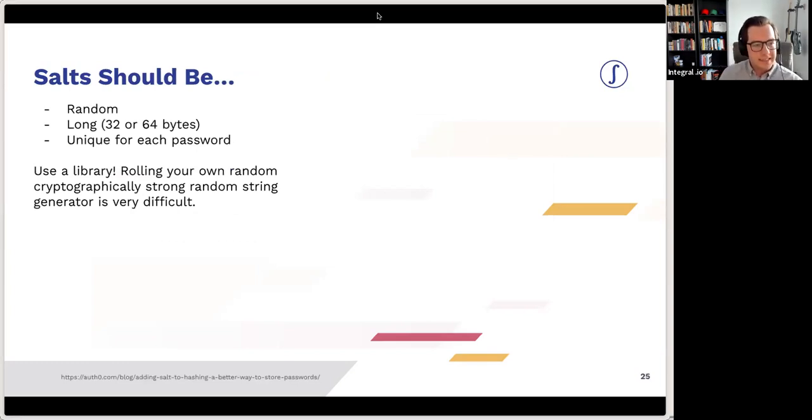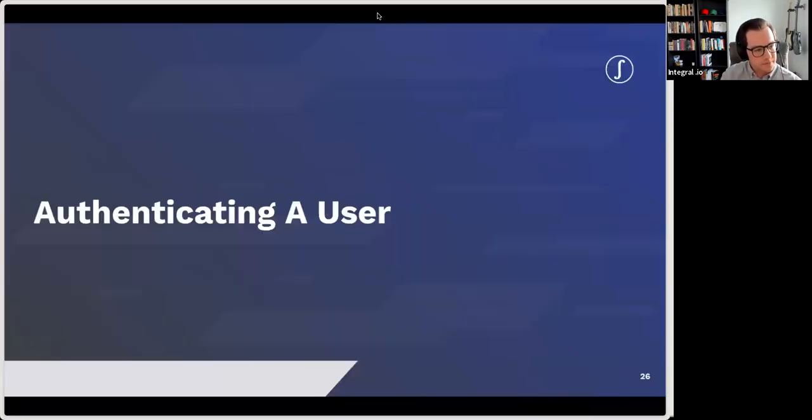A couple notes about salts. They need to be random. They need to be long, much longer than what I've been showing you here. We're talking 32 or 64 characters if you can store that. And you should use a library. If you're going to be generating salts on your own, you should use a library for the random generation. Because if you don't use a library, it's very likely that you will not create a sufficiently random cryptographic method. This is something that like mathematicians would be creating. Highly recommend using a library to do that instead of trying to create your own cryptographically strong random string generator.